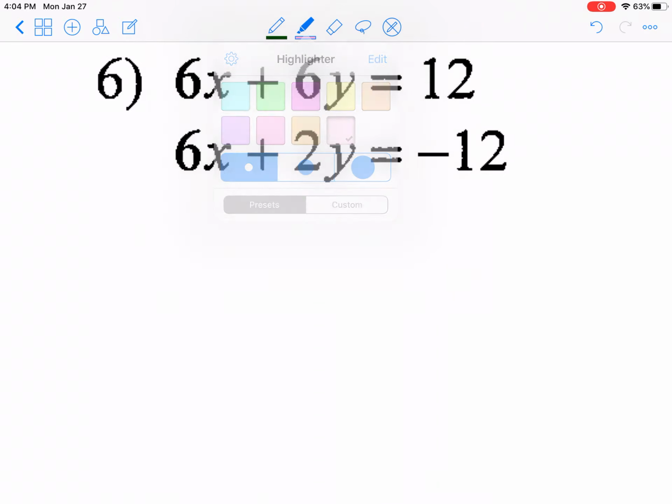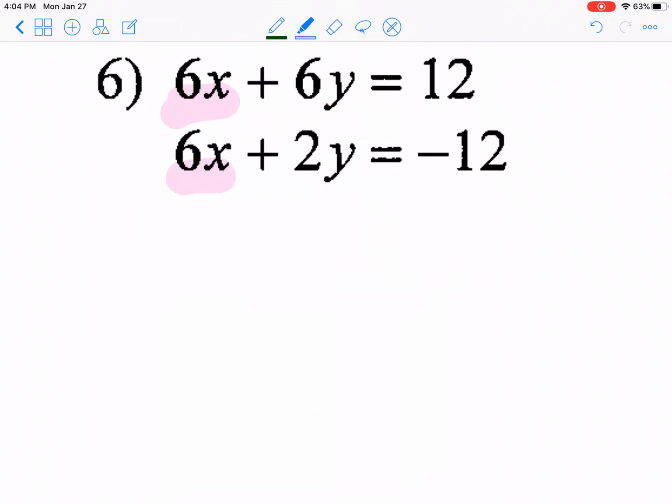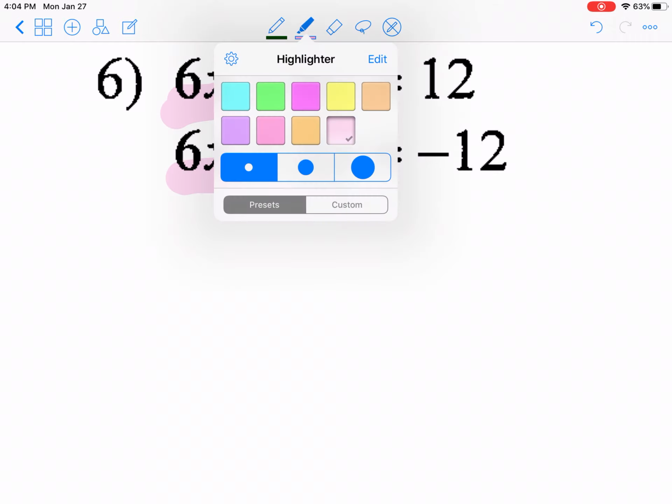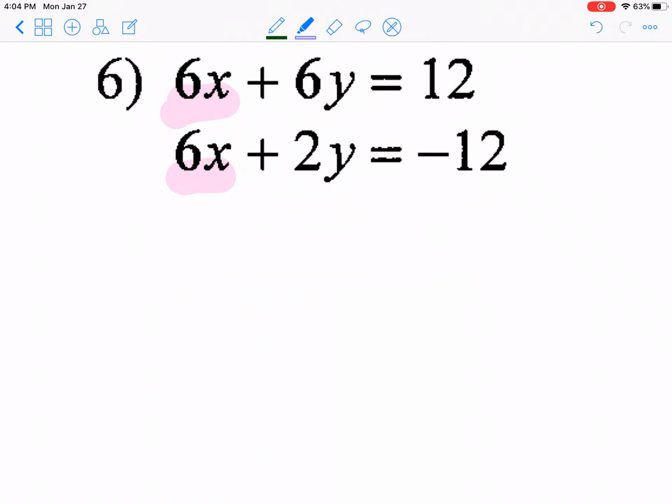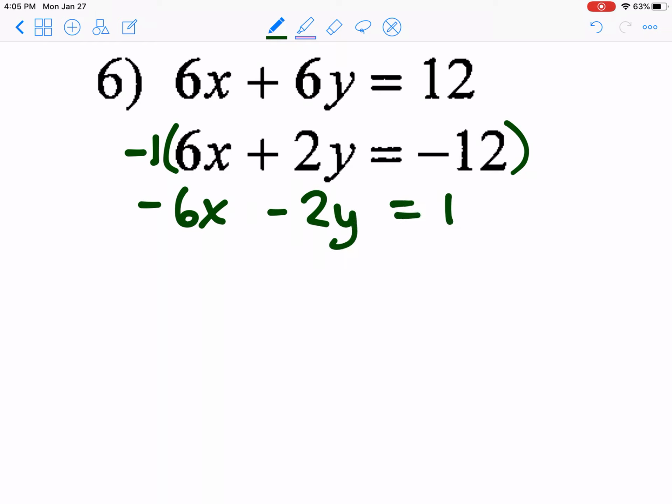Because we have 6x and 6x, they're both positive. If I were to add the two equations together, sorry about that, neither the x's nor the y's would go away. So I need to make a slight change so that they will. I'm going to multiply this lower equation by -1, the whole thing. So I'll get -6x minus 2y equals 12, right? We multiply all the parts of it.